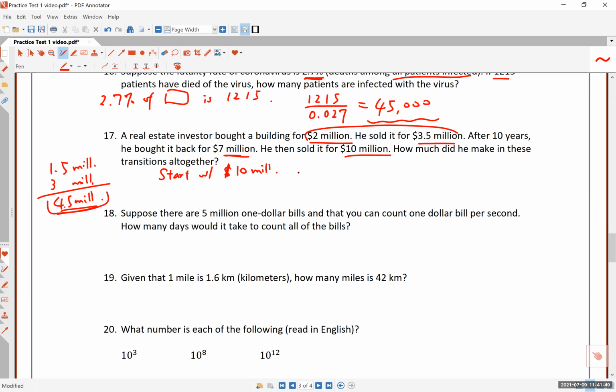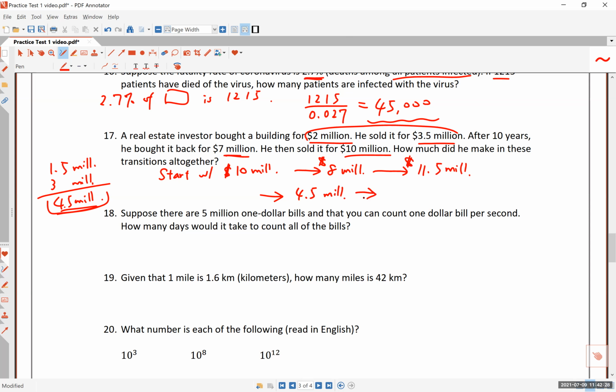All right. This person bought the building for $2 million, right? So now, after the first purchase, the investor has 8 million, but he sold it for 3.5 million. Now he adds 3.5 to 8 million. That's $11.5 million that this investor has. After 10 years, he spent $7 million to buy the same building or even a different building. So if you subtract 7 million from 11.5, you get 4.5 million.